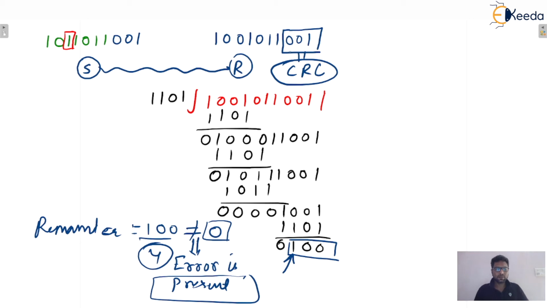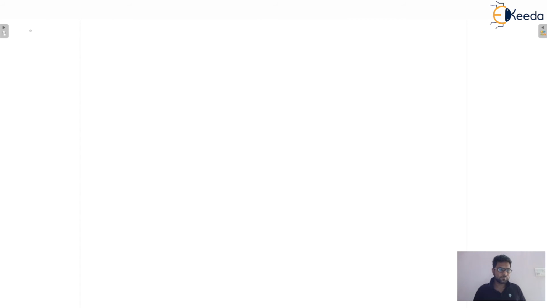Okay, fine. Next, let us take one more example. Before that, let's see how sometimes the CRC generator will be given in terms of a polynomial.